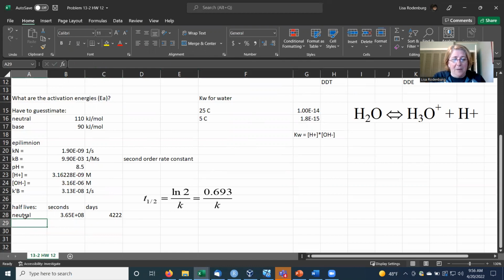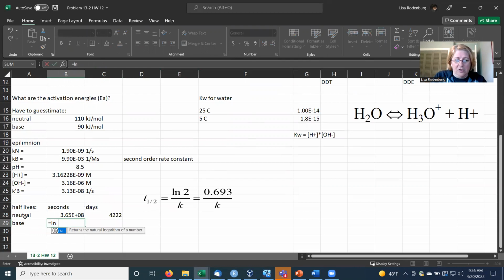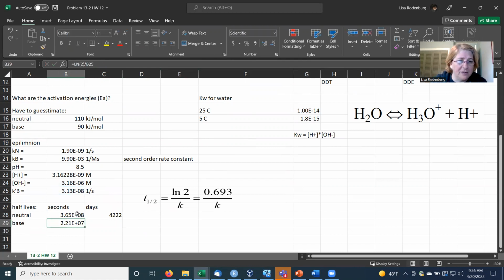More than 10 years. Certainly don't need those extra decimal places. Okay, for the base catalyzed reaction, again, natural log of 2 divided by our first order rate constant here. The shorter, right? 10 to the 8th here, 10 to the 7th there, so shorter, and I can just copy this down. And now it's only 256 days. So the base catalyzed mechanism is much faster. It's taking less than a year for half of this to hydrolyze by the base catalyzed mechanism, but the neutral mechanism is taking more than 10 years. So faster via the base catalyzed mechanism.